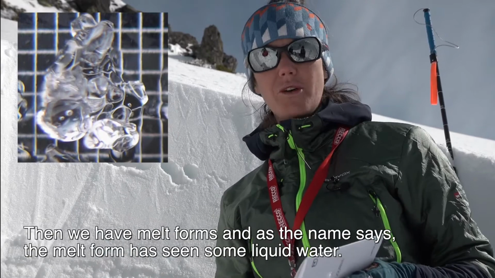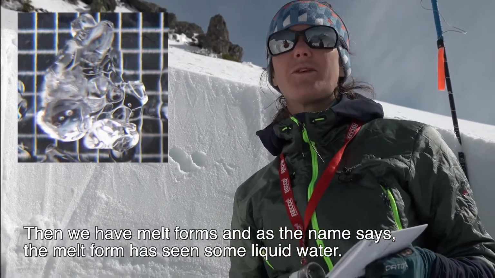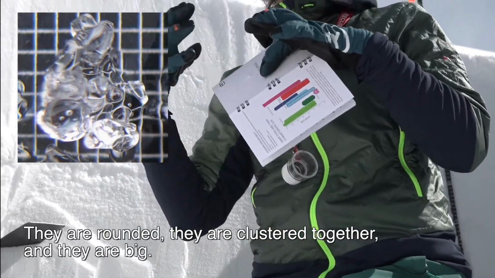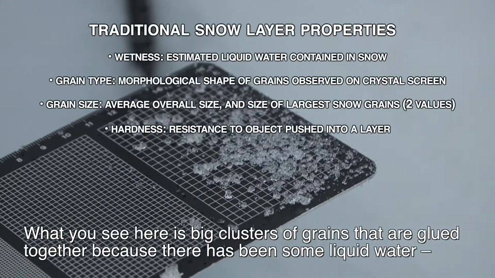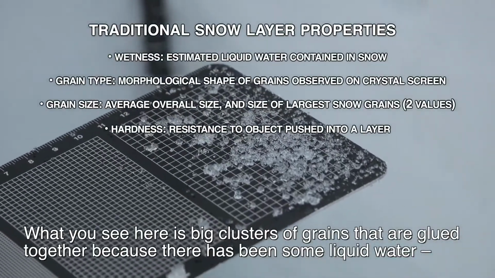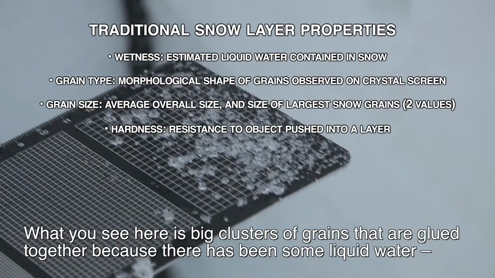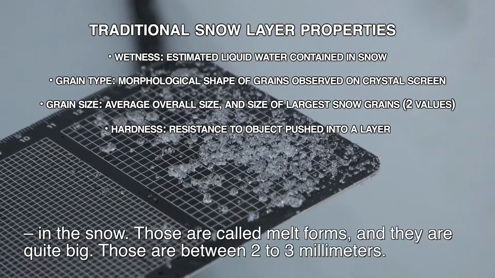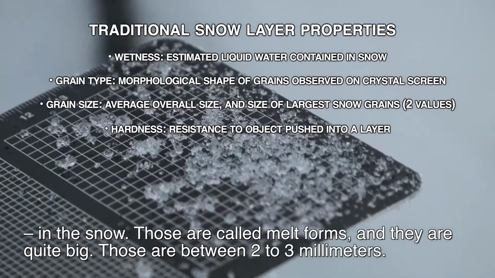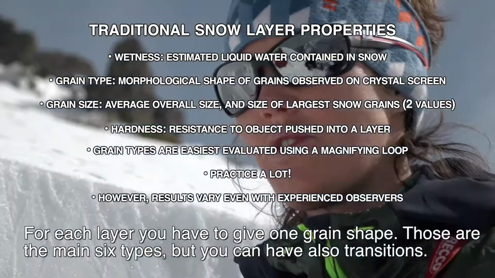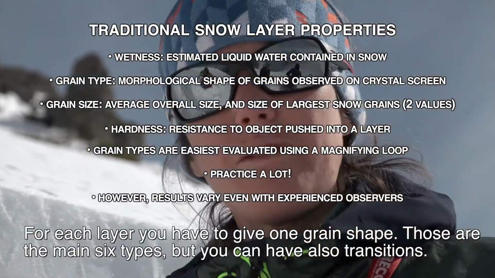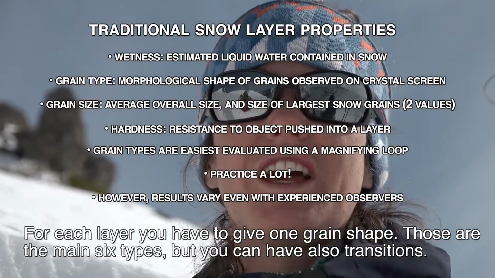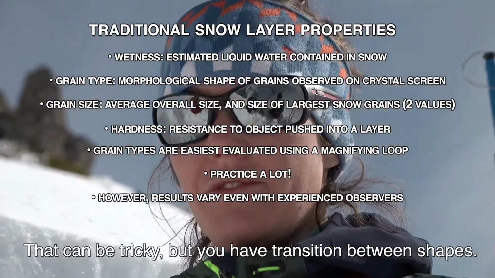Then we have melt forms, and as the name says, the melt forms have seen some liquid water. So they are rounded, they are clustered together, and they are big. What you see here is big clusters of grains that are kind of glued together because there has been some liquid water in it, and those are called melt forms, and they are quite big. Those are between 2 to 3 millimeters. For each layer you have to give one grain shape. Those are the main 6 types, and because it's nature, you can also have transitions between shapes, and that gets a bit tricky.